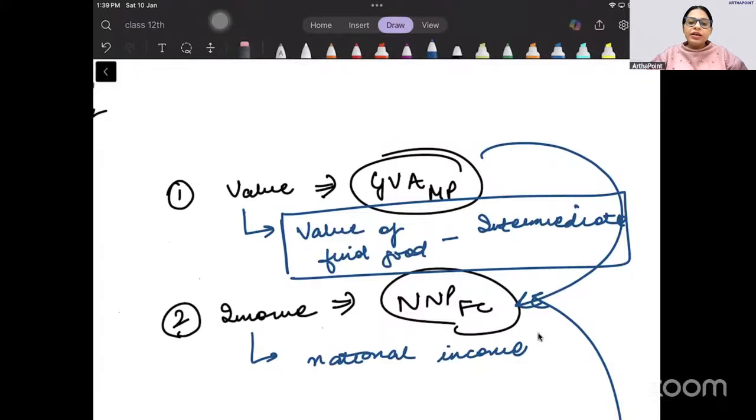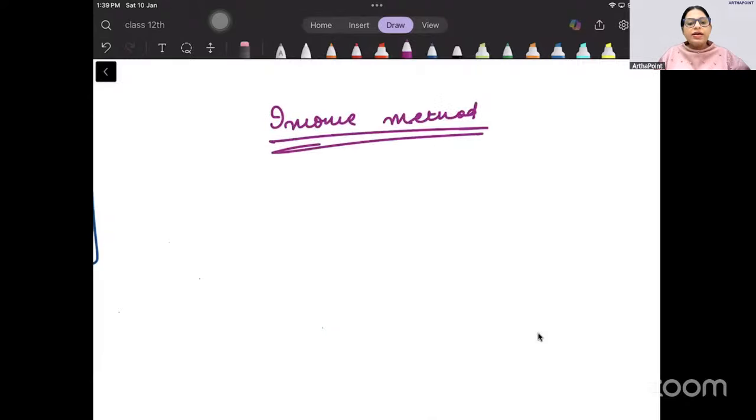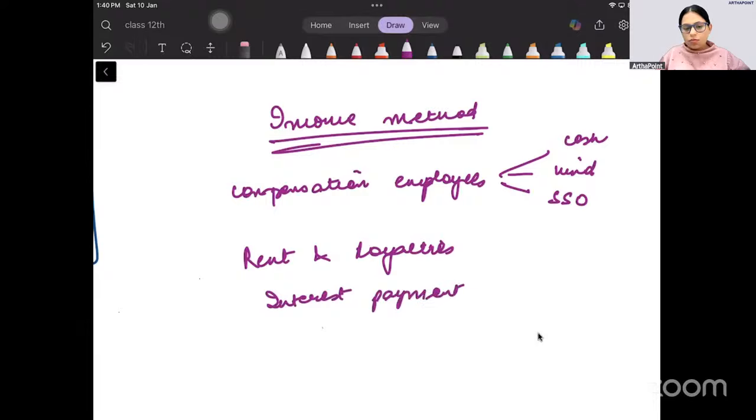Okay? The income method formula includes compensation of employees, in which we include salary in cash, kind, and social securities. It includes rent and royalties. It includes interest payment. It includes profit. Right? All this is included in the income method.